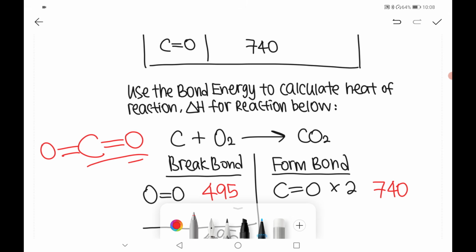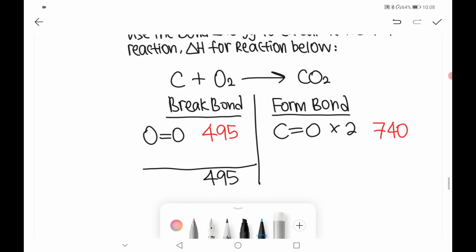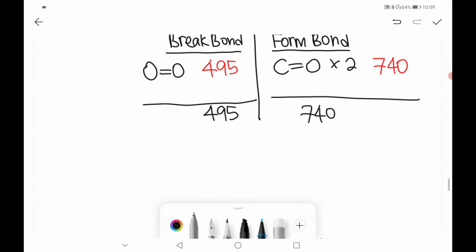So here we have one CO bond, here we have one CO bond. That's it. Okay? All right. So now it's 740. So the total here is 740. Okay, so now how to find the delta H?